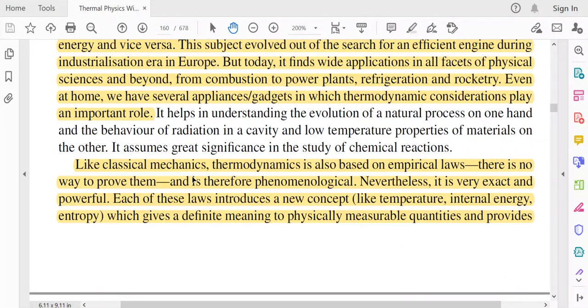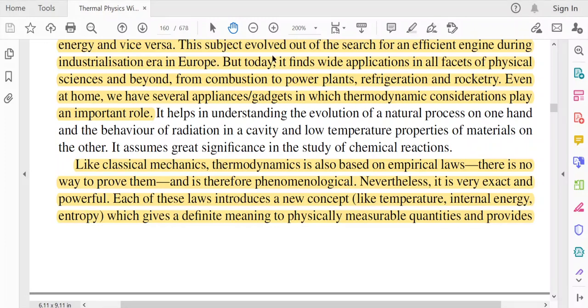Like classical mechanics, thermodynamics is also based on empirical laws. What are empirical laws? Empirical laws means that there is no way to prove them and is therefore phenomenological. Nevertheless, it is very exact and powerful. That is, the laws of thermodynamics are very exact and powerful.